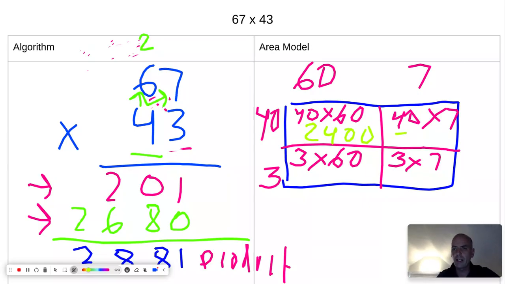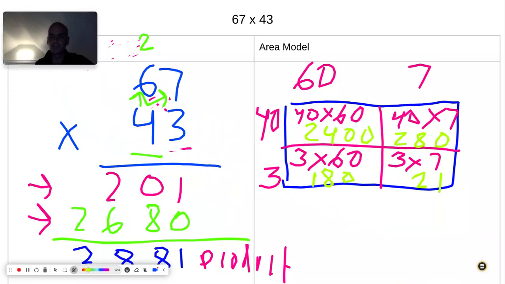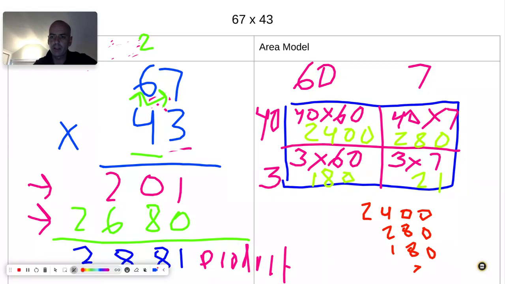4 times 7 is 28. Times the 10 of 40 is 280. 3 times 6 is 18. Times the 10, and then 21. And now all you have to do is add these up. So we're going to do 2,400 plus 280 plus 180 plus 21. Okay, and I'm running out of room, of course.